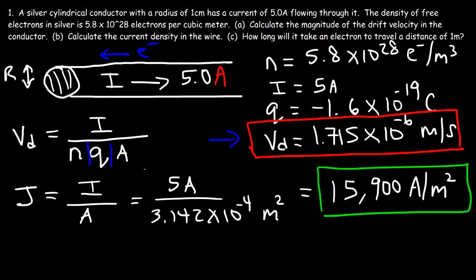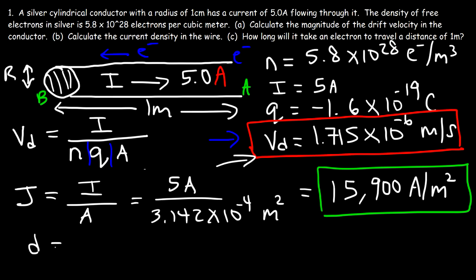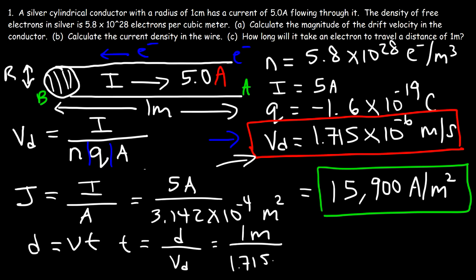Now let's move on to part C. How long will it take an electron to travel a distance of 1 meter? So let's say if this is a distance of 1 meter, how long will it take an electron to go from position A to position B. Now we imagine that it's going to take a very long time because the drift speed is so low. But you can use this formula. D is equal to Vt. So the time is going to be the distance divided by the drift speed. So that's a distance of 1 meter, and the drift speed is 1.715 times 10 to the negative 6 meters per second. So this will give us the time in seconds.